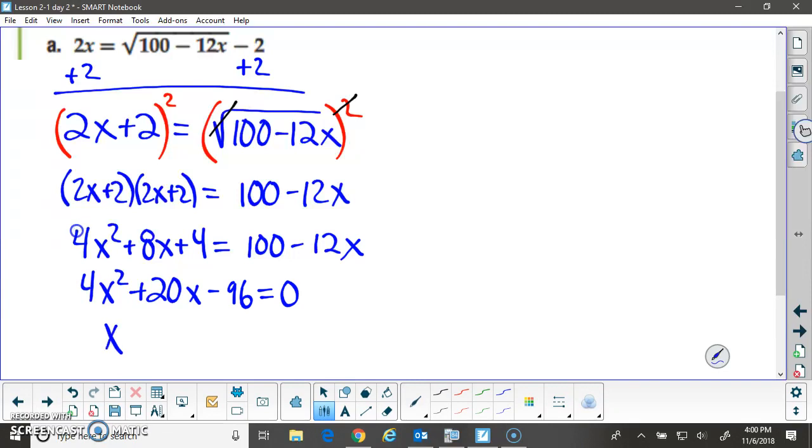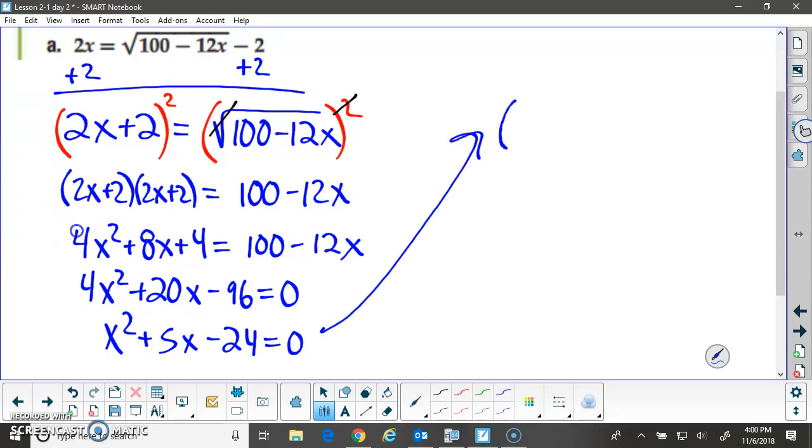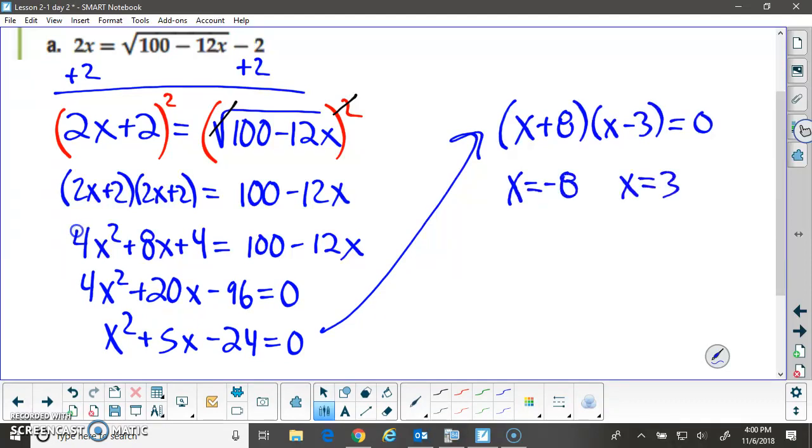Divide everything by 4, and the quadratic equation looks like this. From there, we can factor, and that would give us two solutions, -8 and +3.